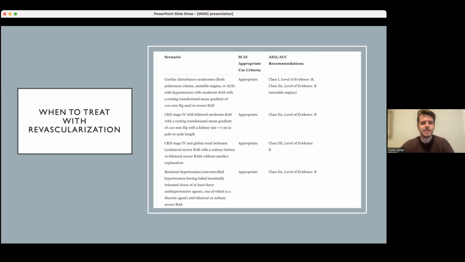The third scenario: CKD stage 4 and global renal ischemia, so lack of adequate perfusion to the kidney without another explanation. And then lastly, resistant hypertension and bilateral or solitary renal artery stenosis. With resistant hypertension, as we talked about, you want to primarily use medical therapy with drugs to start with. If those fail and you are using 3 antihypertensive agents, one being a diuretic agent, and you still are having high blood pressure, then you want to proceed with revascularization.